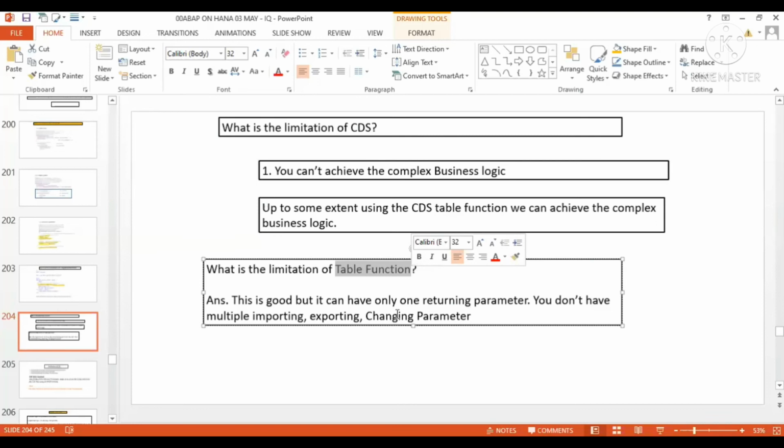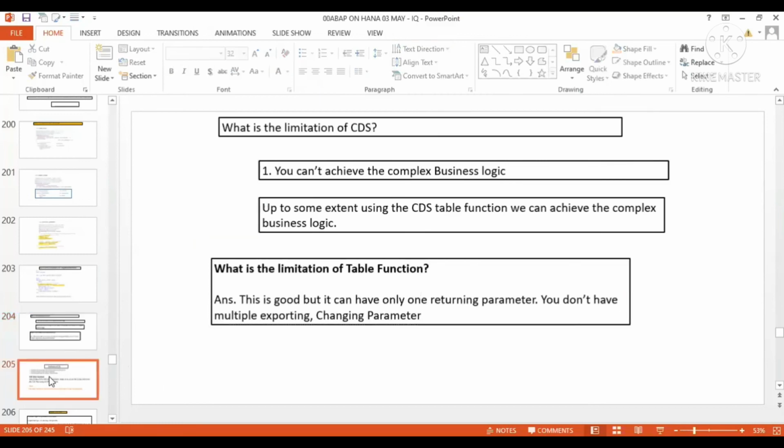Okay. But in the table function, you can't have importing, exporting, and changing parameters, right? You cannot have multiple exporting and changing parameters. I think the importing parameter is there, but you don't have the exporting and changing parameters in the table function. Okay. So that's the limitation of the table function.